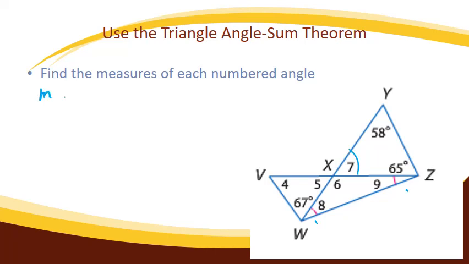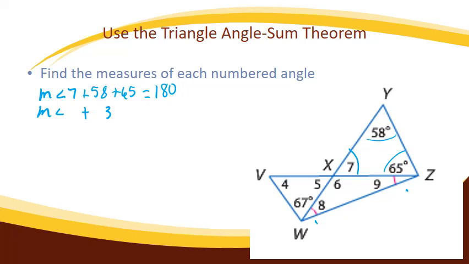So the measure of angle 7 plus this angle Y, which is 58, plus this angle YZX, which is 65. You know why I didn't call it angle Z? Because angle Z includes that 65 degrees plus that angle 9, which I don't know yet. And this has all got to equal 180. So let's find the measure of angle 7: the measure of angle 7 plus 58 plus 65. 58 plus 65: 8 and 5 is 13, carry a 1.